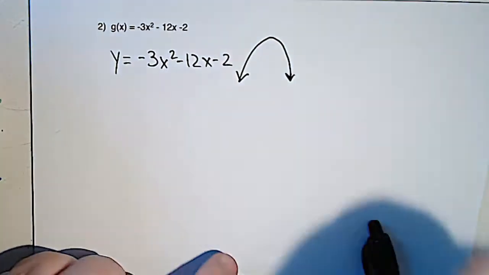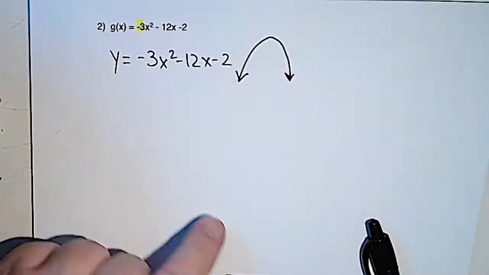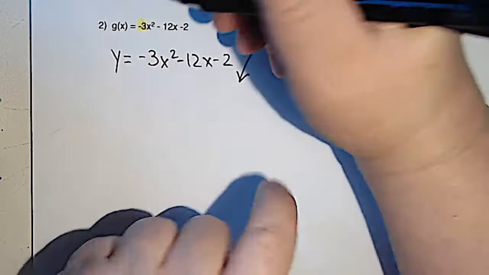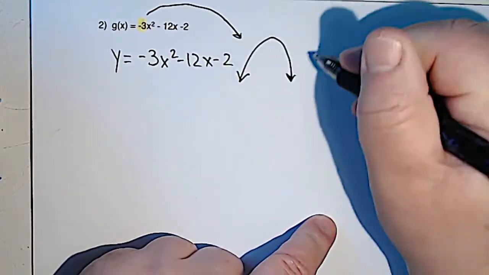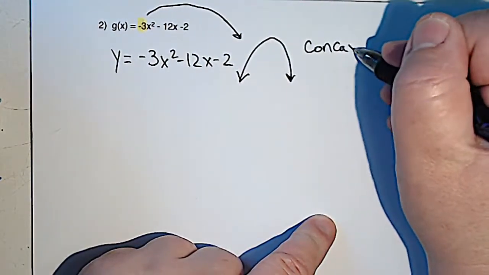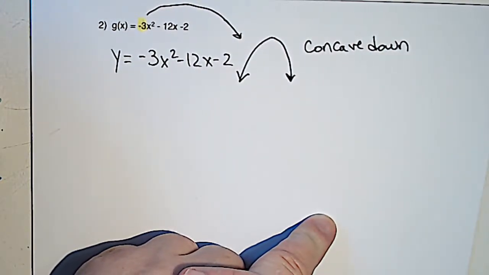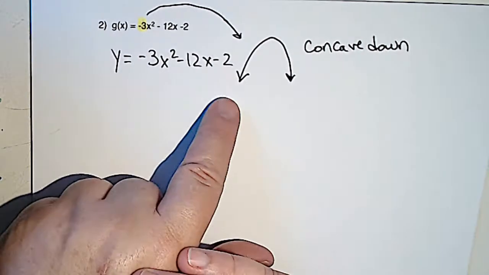Why does it open downward? This negative 3 right here. The negative 3 means that it's concave down. So that's the first step, is just knowing what the heck we're graphing. So y equals all of this mess.